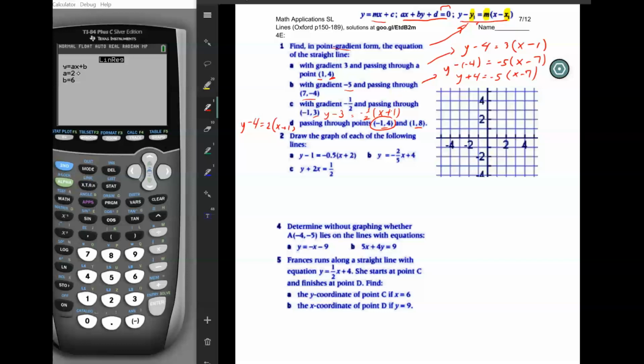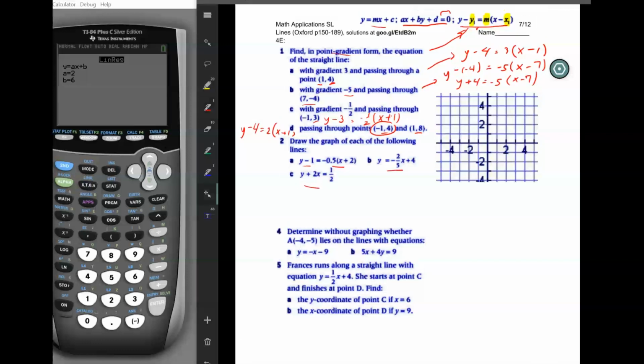Okay, number 2. Draw the graph of each of the following lines. Okay, and let's see. We got something in point gradient form, we got something in standard form, and we got something in gradient intercept form.